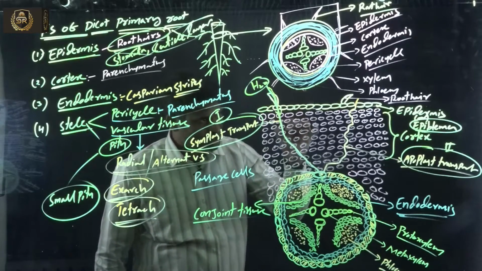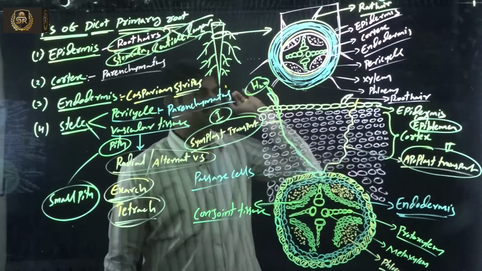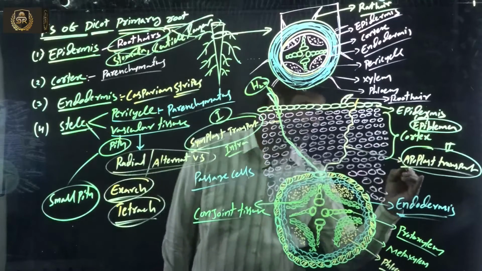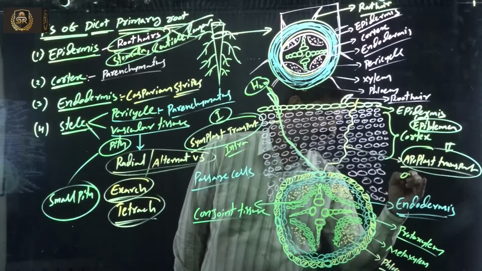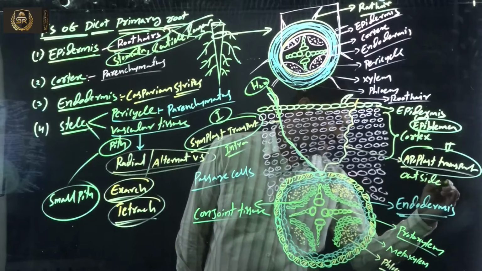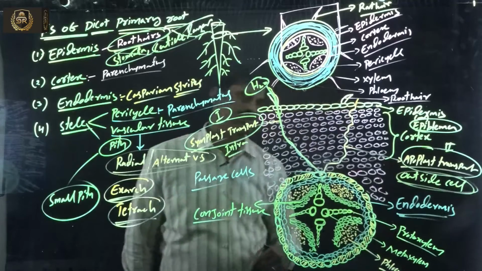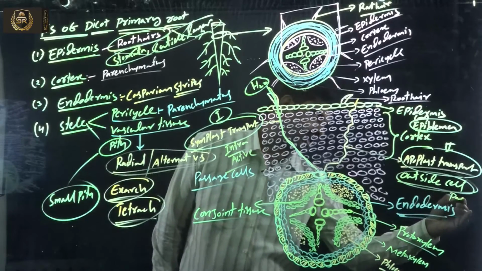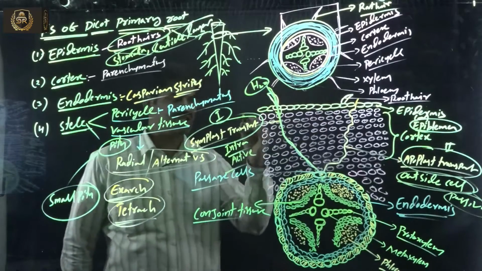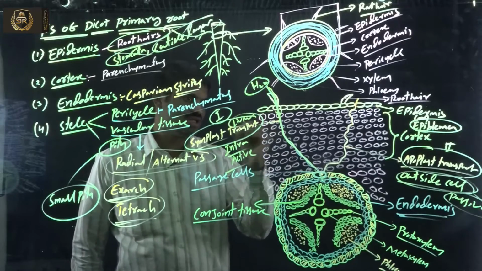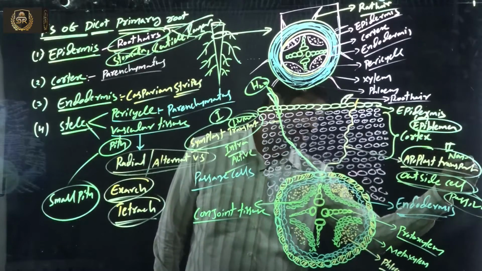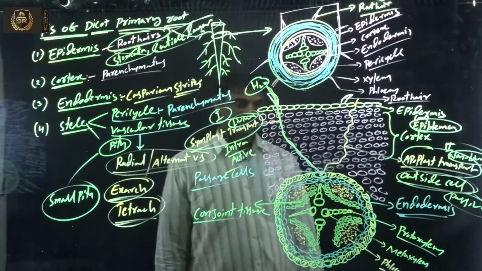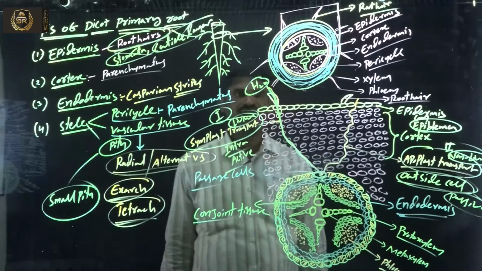Symplast means water transfer within the cell, intracellular transport. Apoplast is transport outside the cell. Symplast is active, living transport. Apoplast is passive, non-living transport. Apoplast and symplast are both connected at the endodermis region.